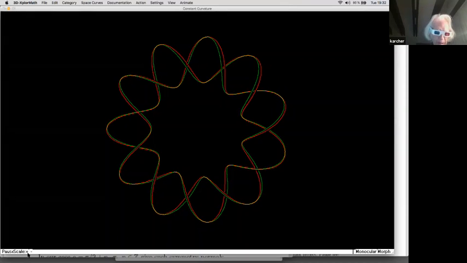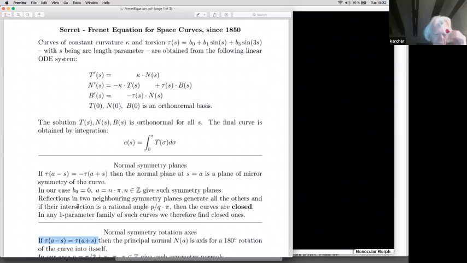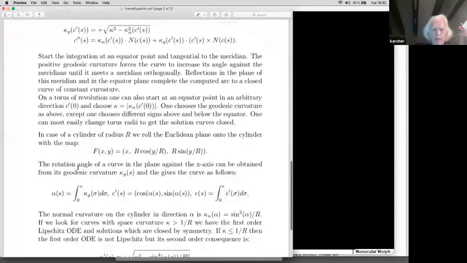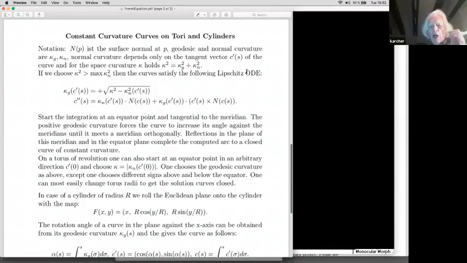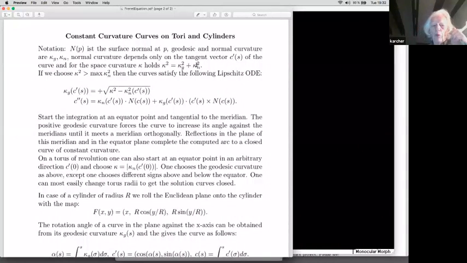And we look at the differential equations first. So a curve on a surface has a normal curvature, which depends only on the direction of the curve. So that is written here. And then a geodesic curvature, that is how it turns in the tangent plane. And then the space curvature squared is the sum of the squares of those.